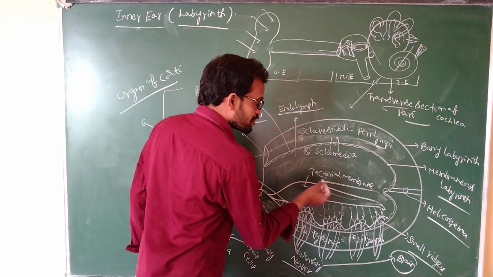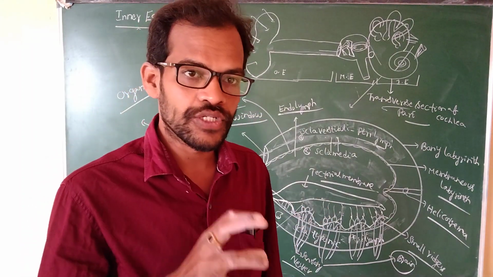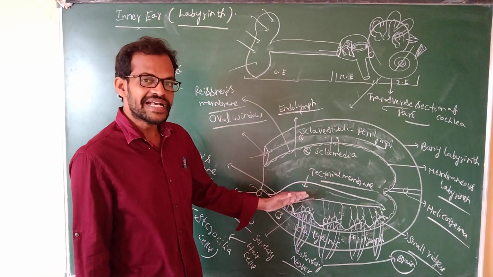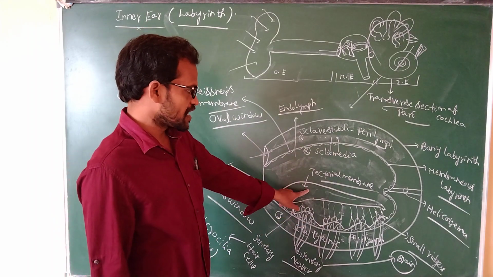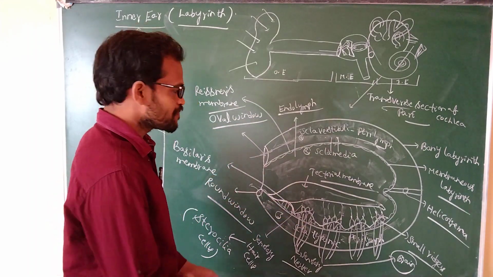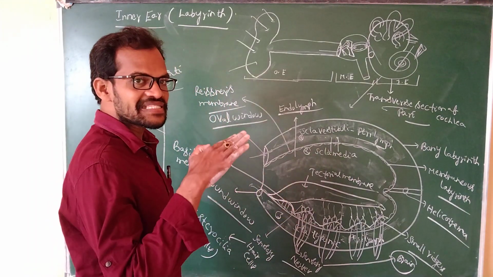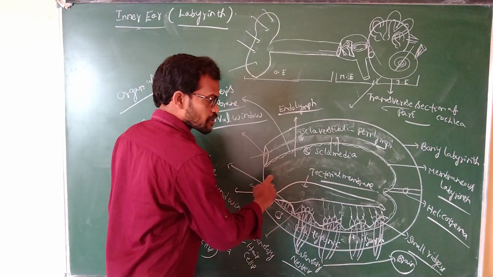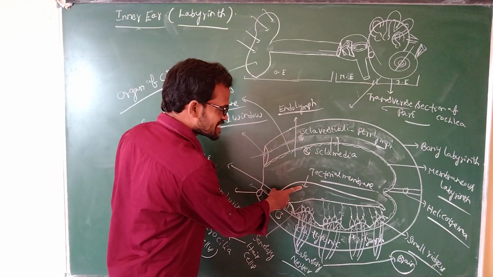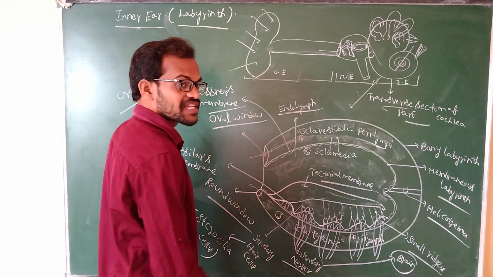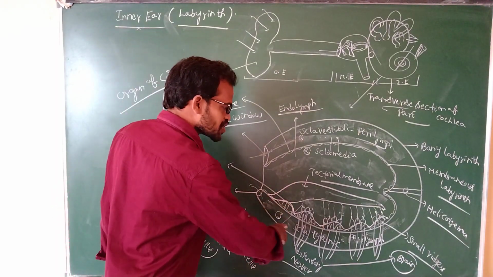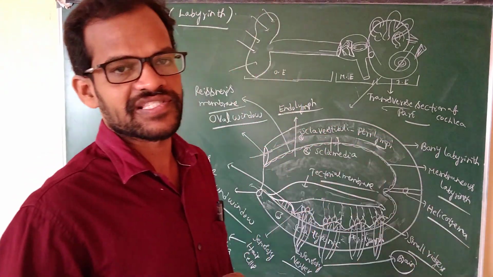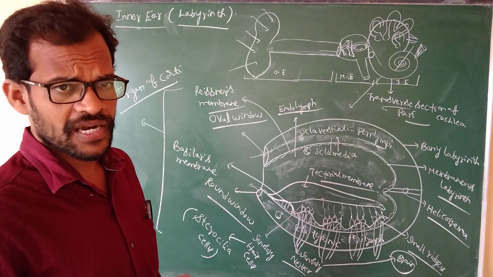The sensory neurons and hair cells on the basilar membrane strike against the tectorial membrane. The tectorial membrane vibrates continuously. Whenever it vibrates, it sends messages to the sensory neurons. The sensory neurons pass the message to the brain, and the brain analyzes the hearing mechanism.